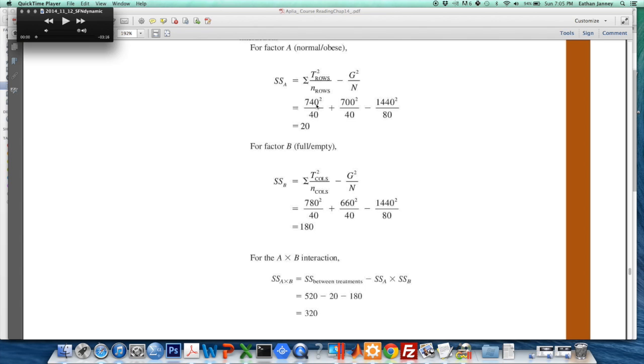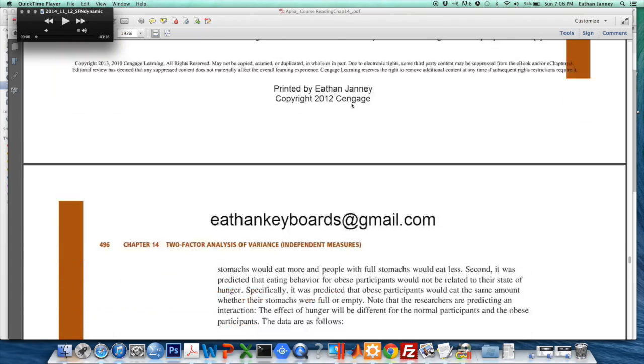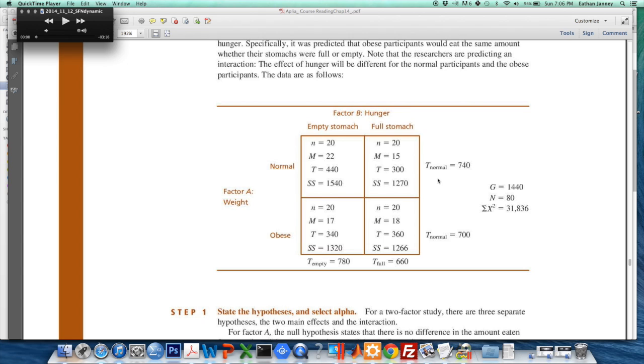So 740 squared over 40 plus 700 squared over 40. n is the n of a row. If you notice, there were 20 in each cell, so if there are 2 cells in a row, then you're going to add those n's together and you're going to get 40. Now let's look where these numbers 740 and 700 come from. What we're getting those numbers from are the treatment totals for the rows. For row 1, 740. For row 2, 700.